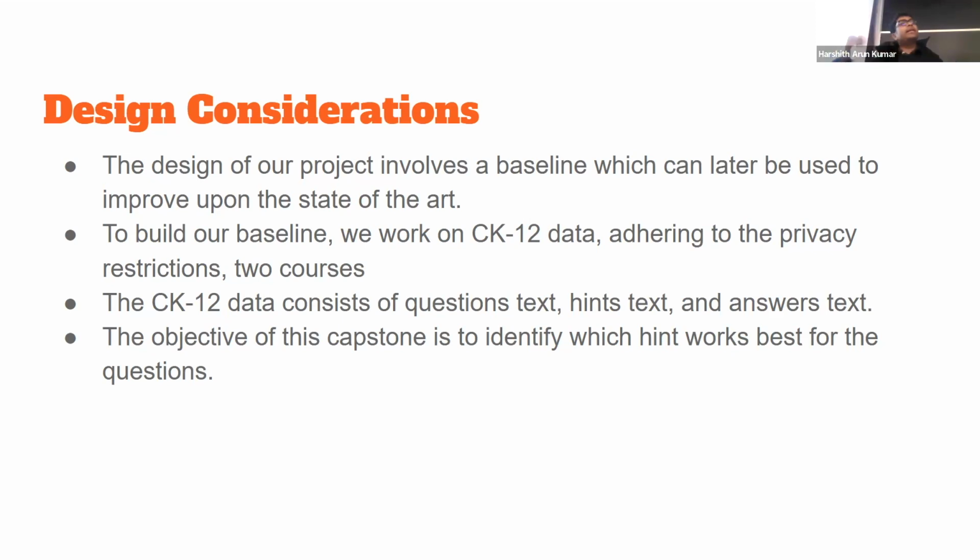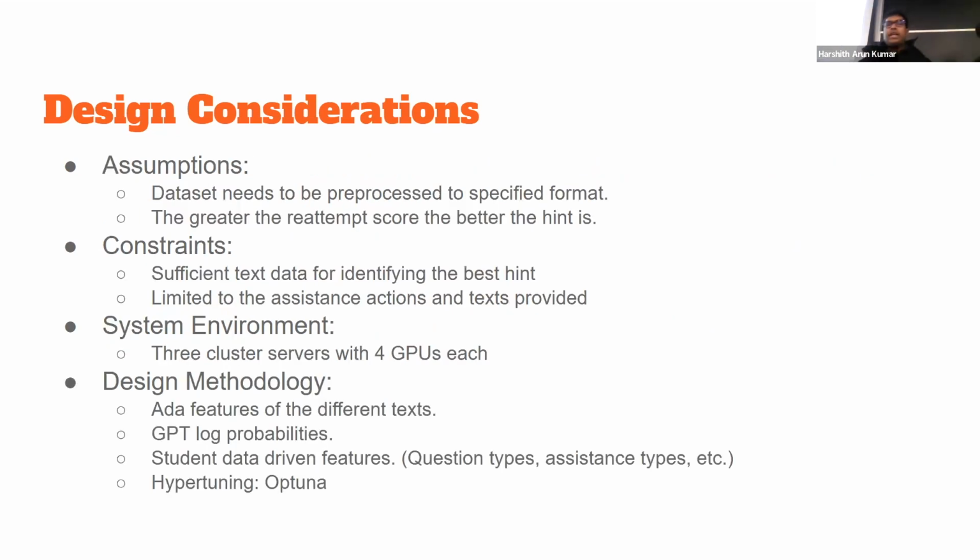We built the question text, assistance text, and answer text, pre-processed it, and conformed it to our classifier model. Some of the assumptions are that we wanted the data in a certain format and that we had sufficient text data to achieve this goal. We went ahead with using ADA features because they were better than DaVinci. We also got access to GPT log probabilities, which we added as another feature to our classifier. For the neural network training, we used Optuna to find our best hyperparameters, which gave us 693 neurons in our neural network, and that did a good ablation and gave us good results.